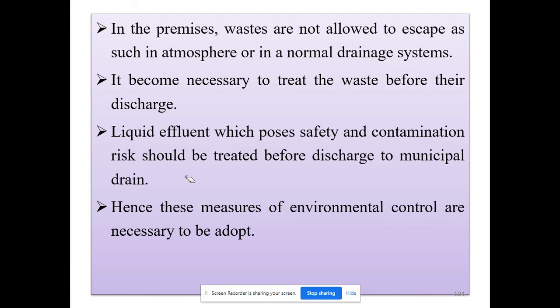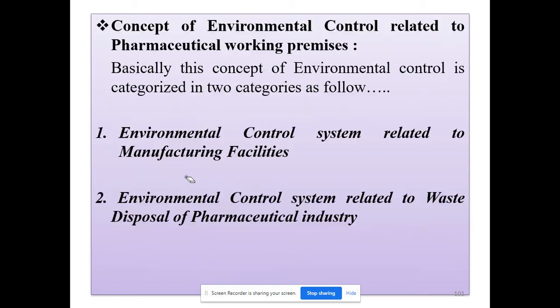Students, try to understand what I am explaining in these two points. We started with the concept of environmental control related to the pharmaceutical working premises. Basically, this concept of environmental control is categorized into two classes. First, the environmental control of our working area, and second, the environmental control of our surrounding by treating the waste material.